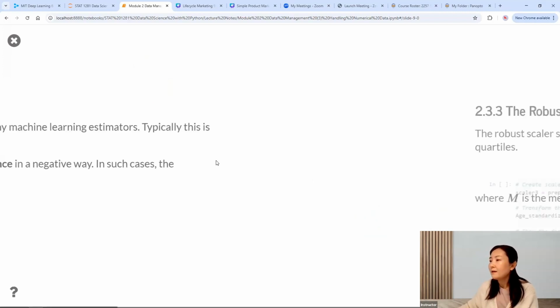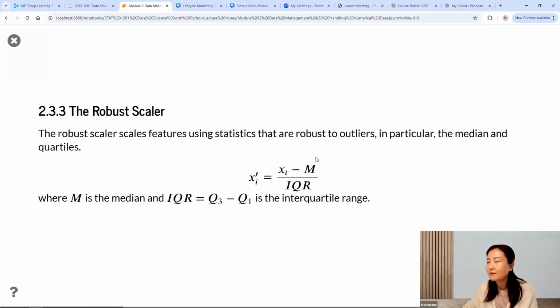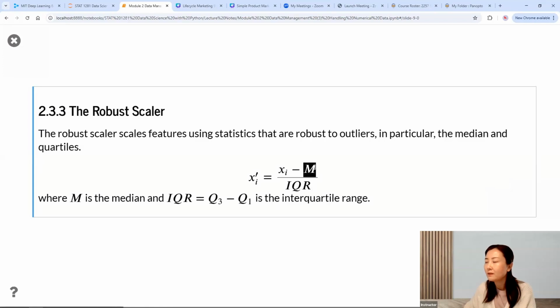So there is a scaler called the robust scaler. Instead of subtracting the mean from each observation, we subtract the median from it. So we use the median to measure the center and divide the difference by the IQR, the interquartile range. This is called the robust scaler. We use IQR to scale the data and the median to center the data. Consequently, this is more robust to outliers. So if your data is not very normal, then use the robust scaler.